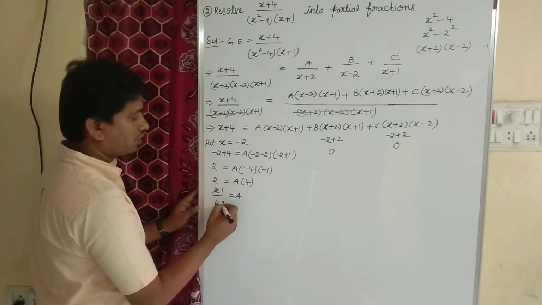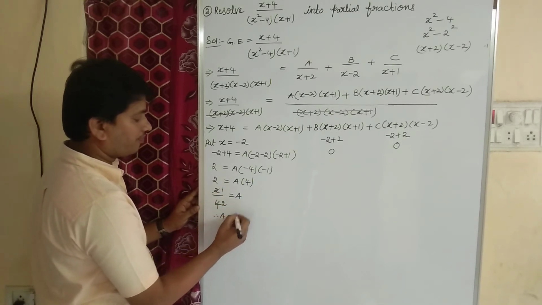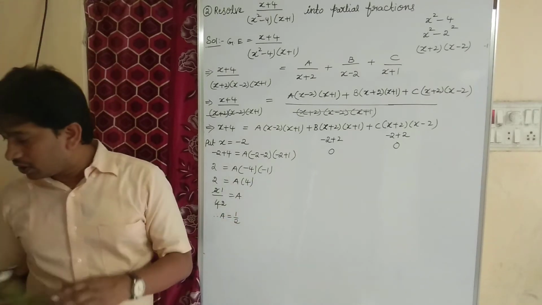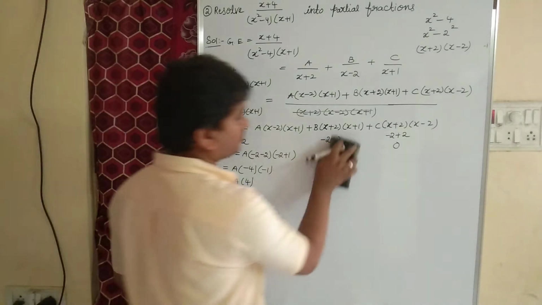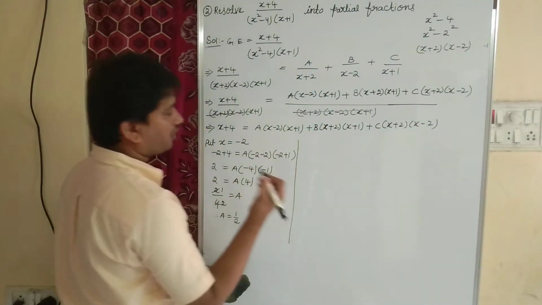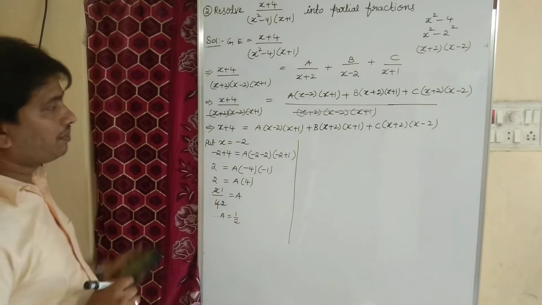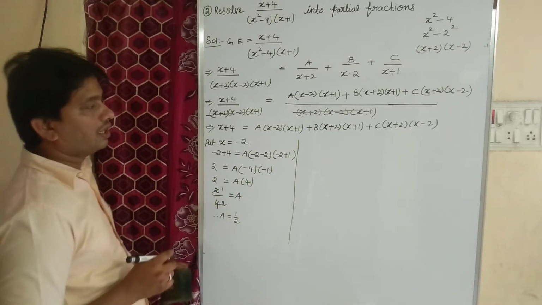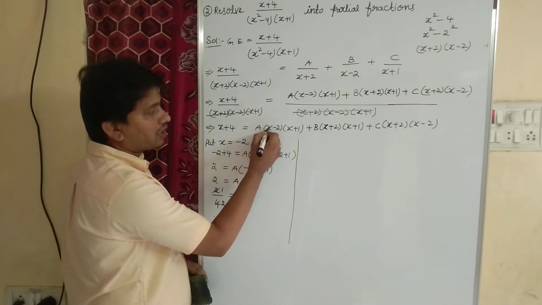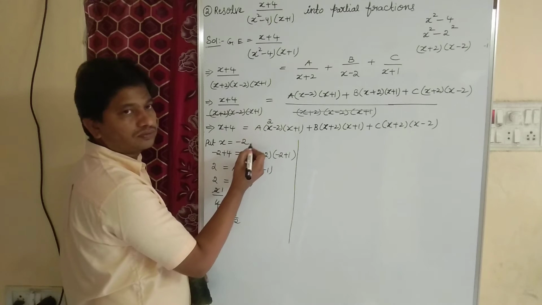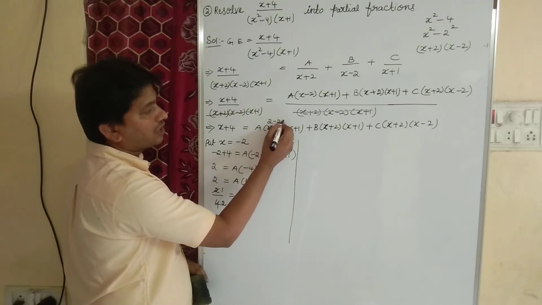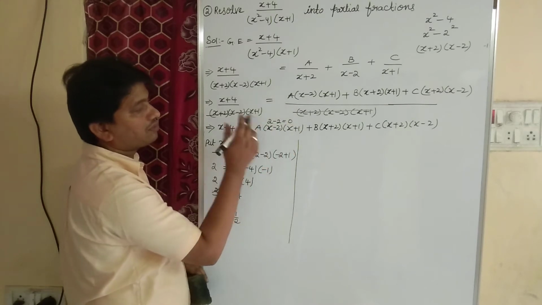2 ones are 2, 2 twos are 4. Therefore, what is the value of a? The value of a is 1 by 2. Okay children, the a value we got is 1 by 2. Now, I want to find the value of b. To get b, what I want to do, in the place of x, children, listen carefully. In the place of x, I want to substitute 2. 2 minus 2, it will become 0. So 0 into something is 0.